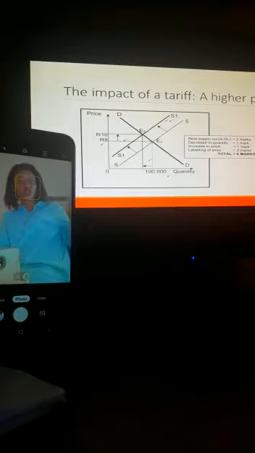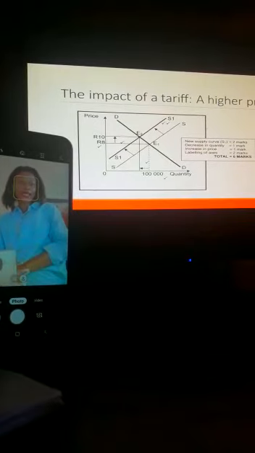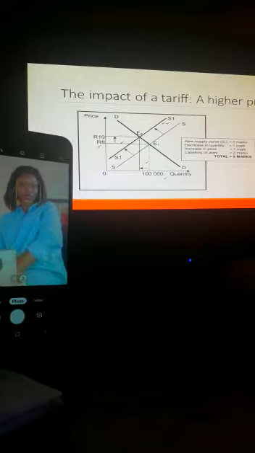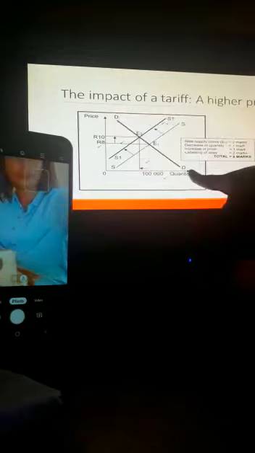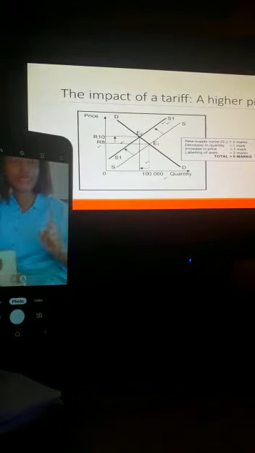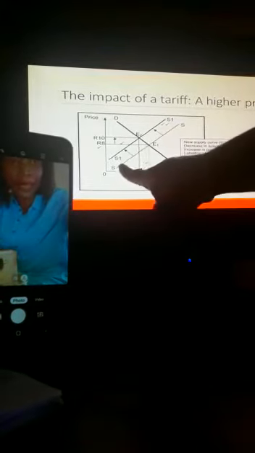Graphical depiction of the impact of a tariff. Whenever we are required to discuss a graph, we start off by explaining the original points. What do I mean by the original points? Looking at our graph there, we can see that our original demand curve is represented by D, and our original supply curve is represented by S.